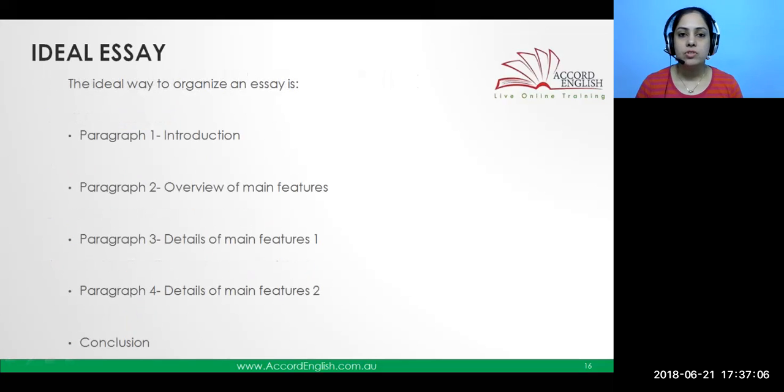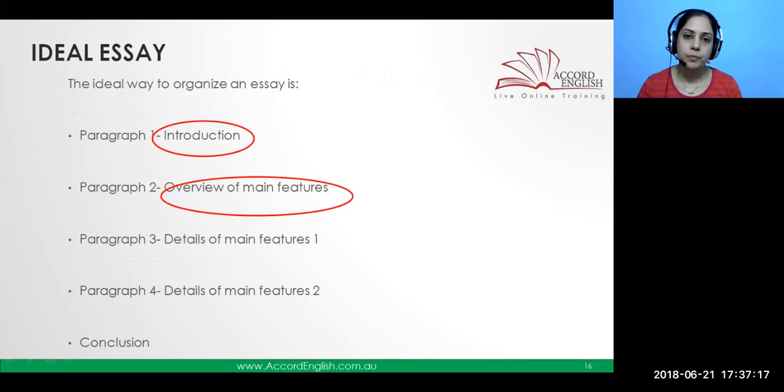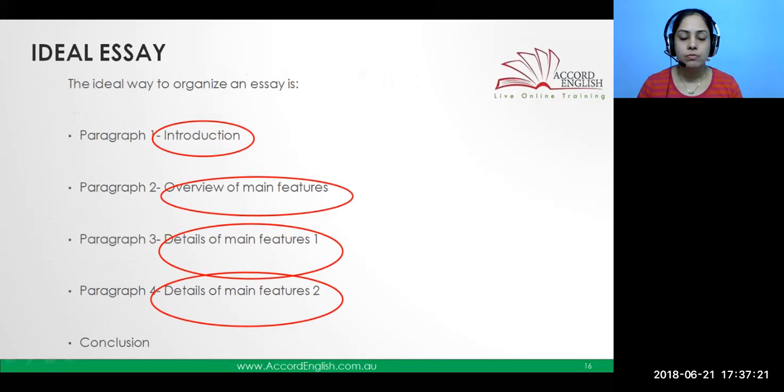So how does an ideal essay look? An ideal essay consists of an introduction, then an overview of the main features, then details of main features 1 and 2, followed by a conclusion towards the end.